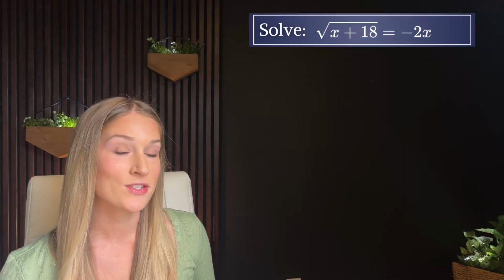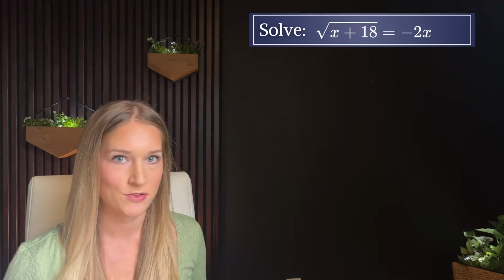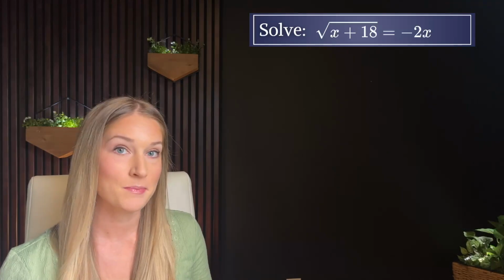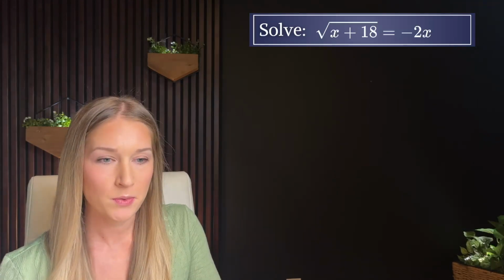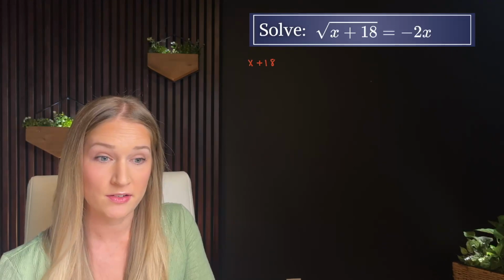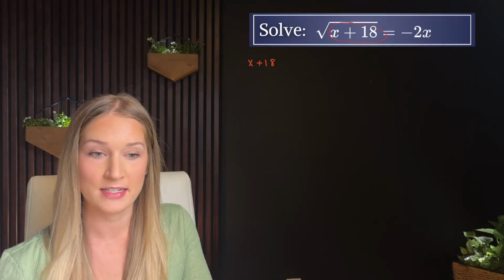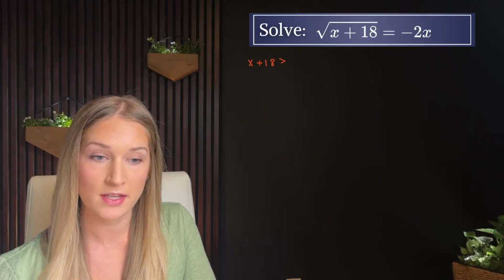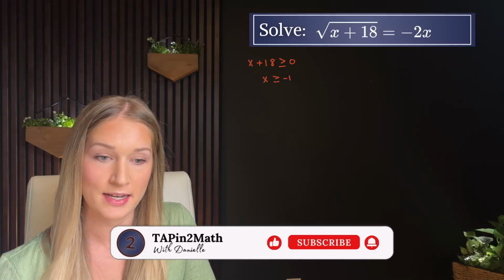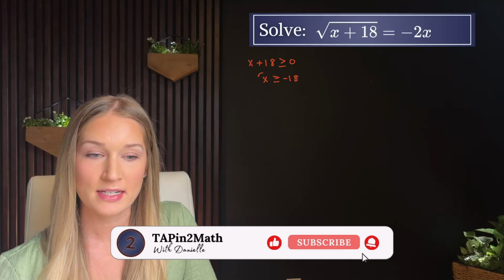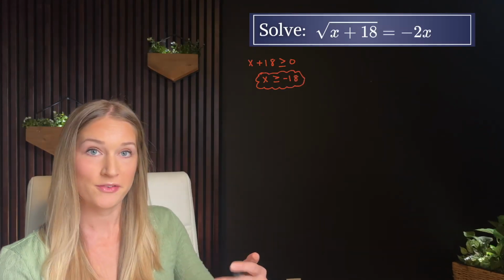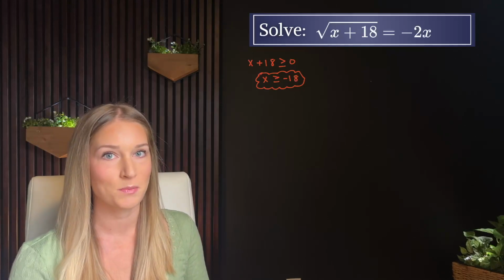When you're dealing with square roots, remember that we have some domain restrictions. Underneath your square root, if we're in the real numbers, cannot be negative. So I'm going to go ahead and write the restriction that the part underneath my radical, this x plus 18, has to be greater than or equal to 0, which means x has to be greater than or equal to negative 18. I'm just going to keep that as a side note to make sure that whatever answer I get doesn't violate this domain.